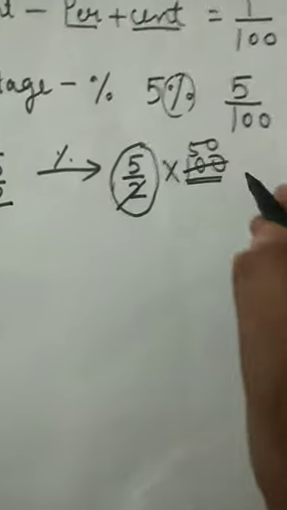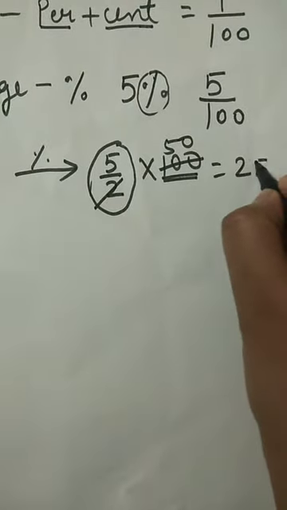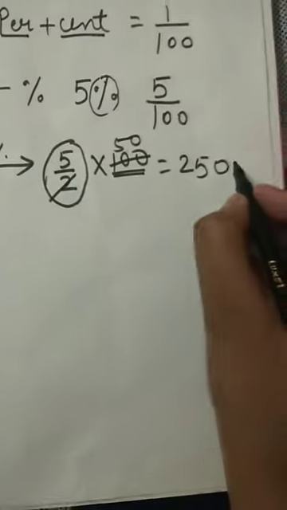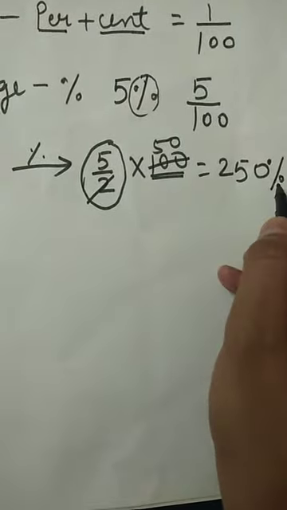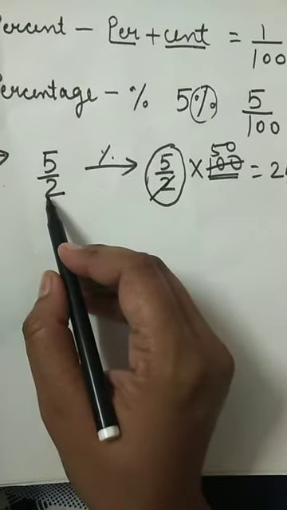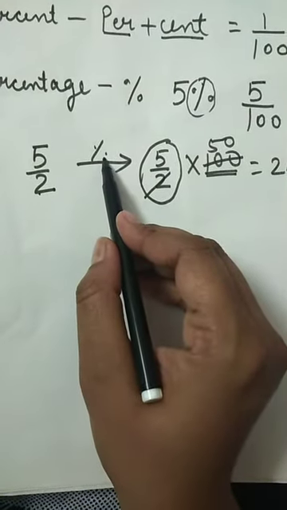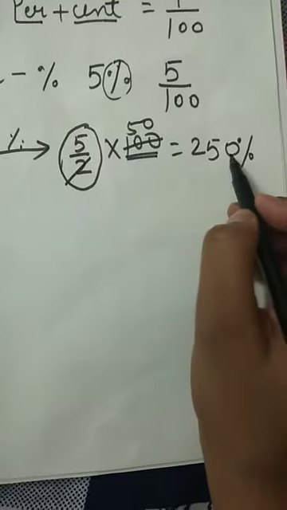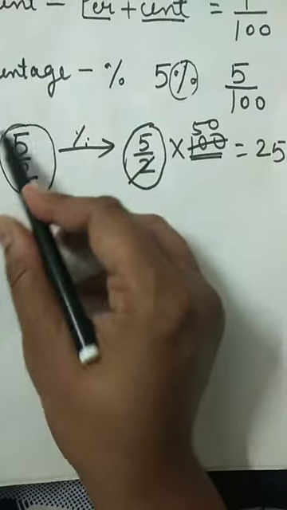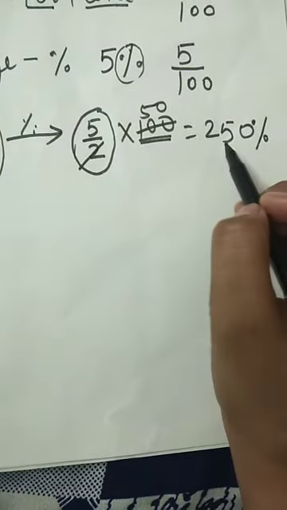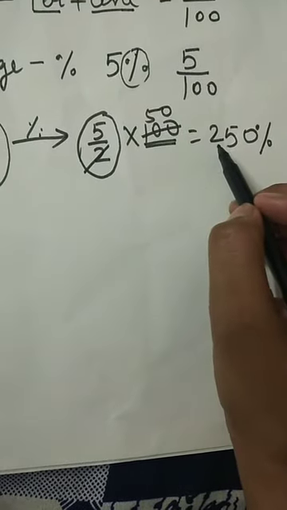Now 5 fives are 25 and 0, so this is 250%. Now this fraction has been converted into percentage as 250%. Now we can say it is 5/2, or in percent form it is 250%.